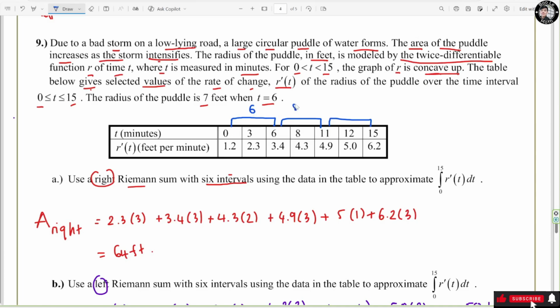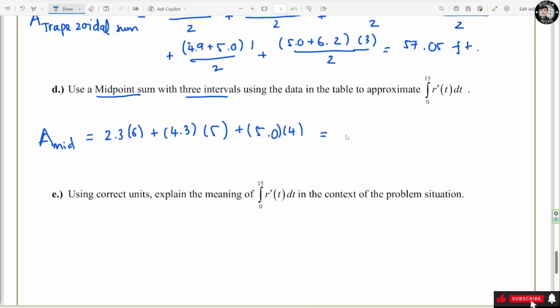This one should be 5. And this one should be 4. Right? Now since we use the midpoint, we need to use these values right here: 2.3, 4.3, and 5. So it will be length times width. That's it, right? 2.3 times 6, 4.3 times 5, and 5 times 4. And the answer is 55.3 feet.